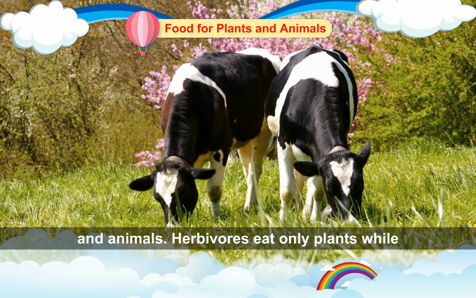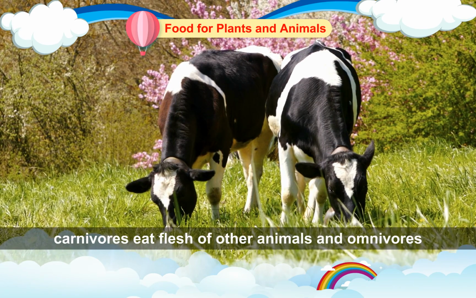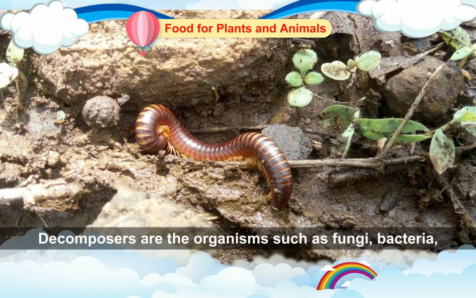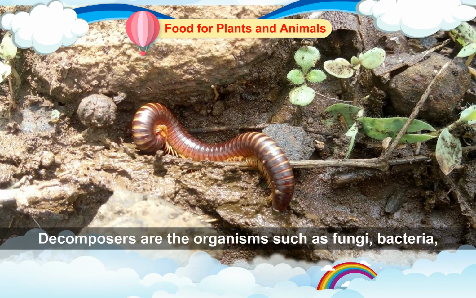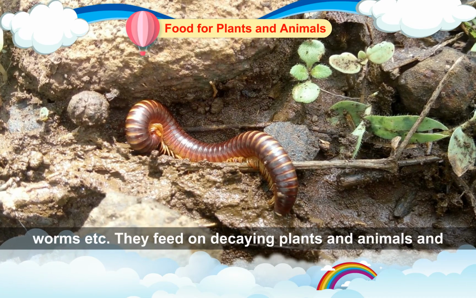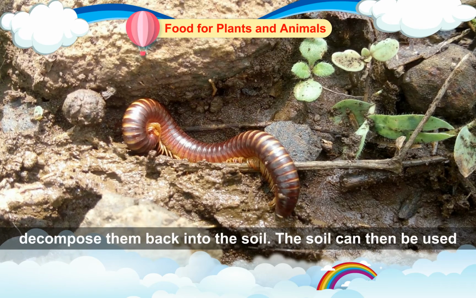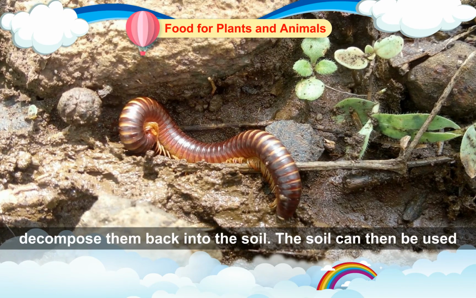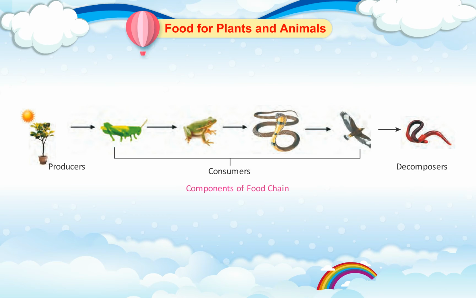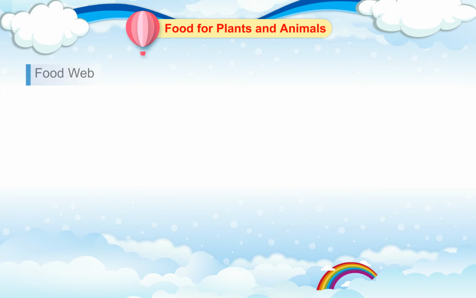Herbivores eat only plants, while carnivores eat flesh of other animals and omnivores eat both plants and animals. Decomposers are the organisms such as fungi, bacteria, worms, etc. They feed on decaying plants and animals and decompose them back into the soil. The soil can then be used by plants to grow. Components of food chain: producers, consumers, decomposers.